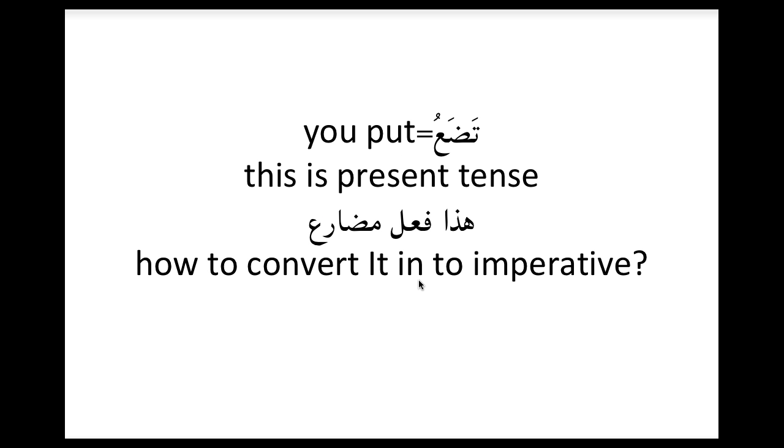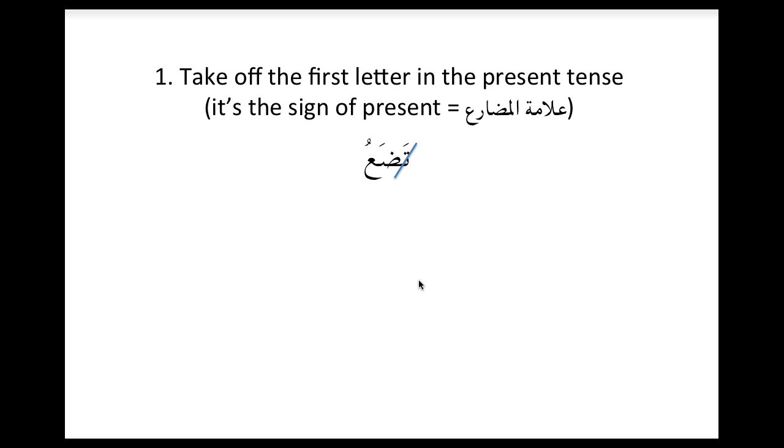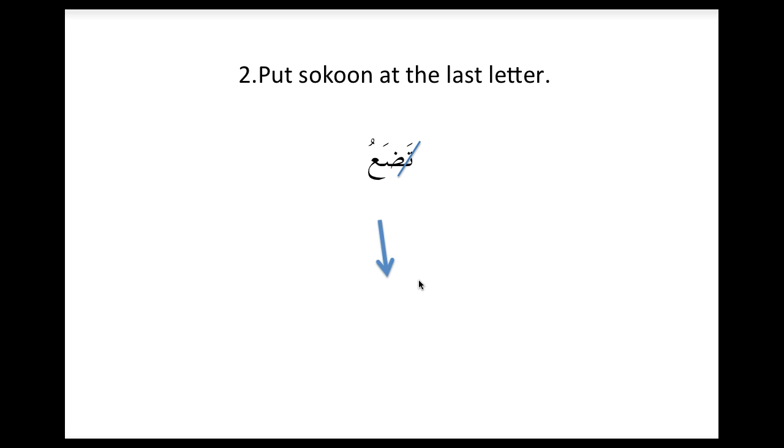تضع means you put. This is the present tense. How to convert it into imperative? Take off علامة المضارع, which is at the beginning of the verb. This is called علامة المضارع or the sign of present tense. Then put سكون at the end of the word. It's going to be ضع. تضع is the present tense. ضع is the command or imperative.